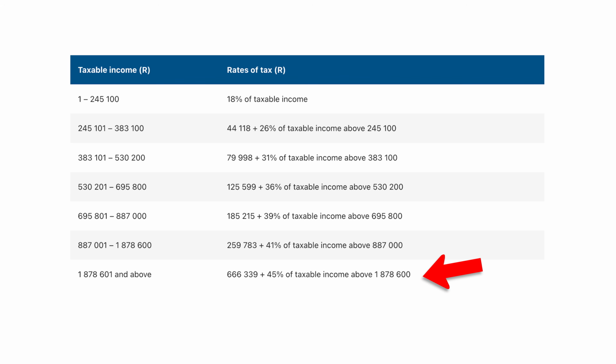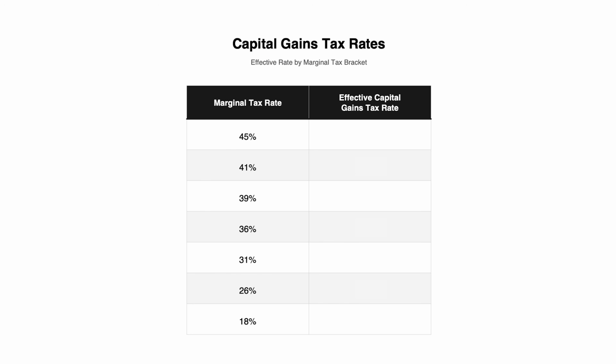So if you are in the top marginal tax bracket like Frikkie, this ends up being an effective capital gains tax rate of 18%. In the 41% bracket, it will be 16.4%. In the 39% bracket, it will be 15.6%. In the 36% bracket, it will be 14.4%. In the 31% bracket, it will be 12.4%. In the 26% bracket, it will be 10.4%. And in the 18% bracket, it will be 7.2%.